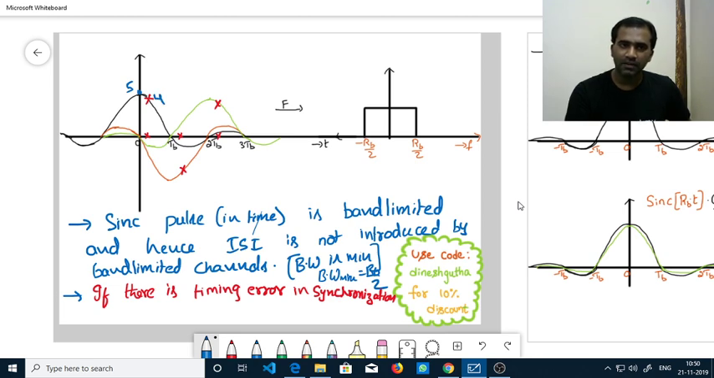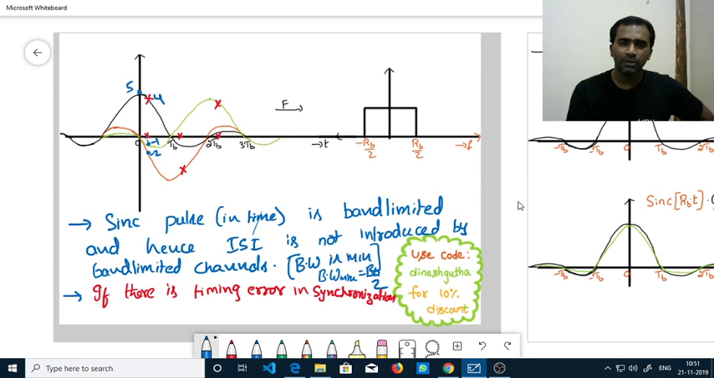If you are sampling here, there is no problem because ISI from the neighboring pulses is 0 here. So if you are supposed to receive 5, you will receive it as 5 only. Along with noise, you may receive a little more or less than 5. But here, because of the timing error, you are receiving only 4 from the original pulse, and we are having ISI from the neighboring pulses also. See this one? Because of this pulse, you may get an error of some -1, let's say, and because of this pulse, you may get an error of around -2. So observe this one.